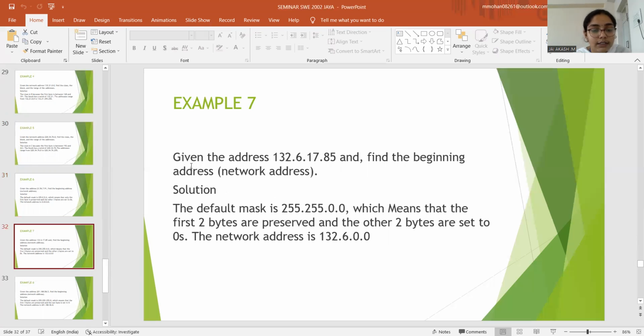And the second example, given the address 132.6.17.85. Here they also told us to find the beginning address. Here the default mask is 255.255.0.0, which means that the first two bytes are preserved and the other two bytes are set to zeros. The network address is 132.6.0.0.